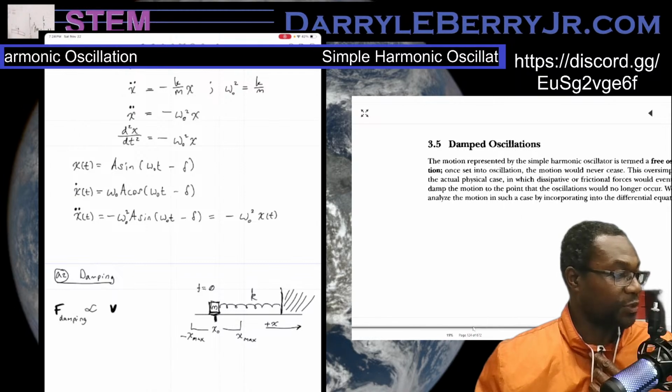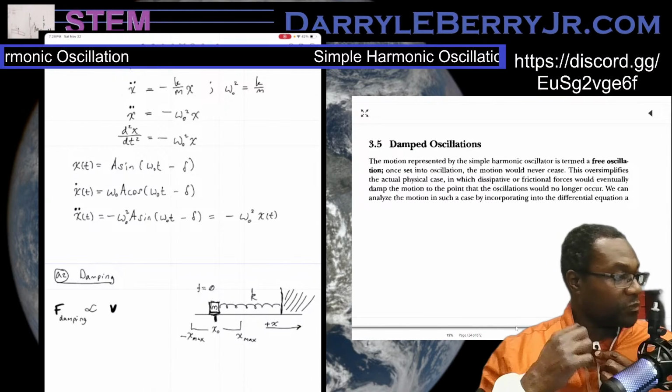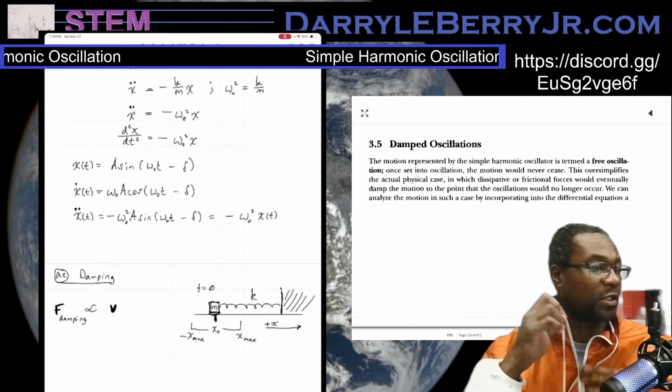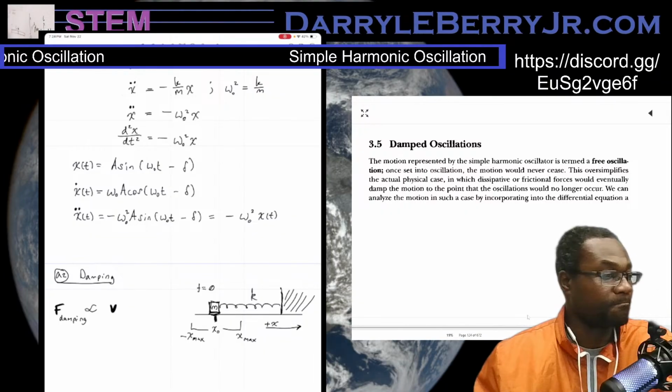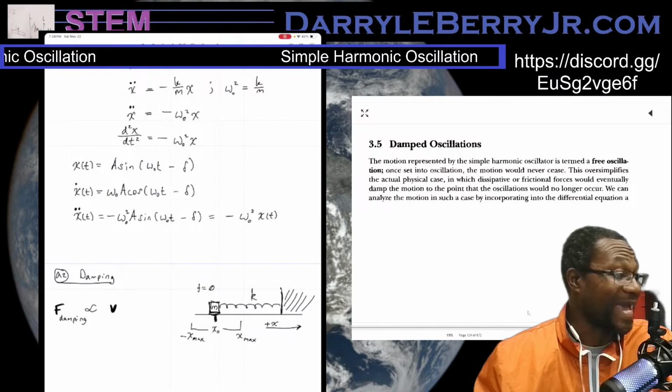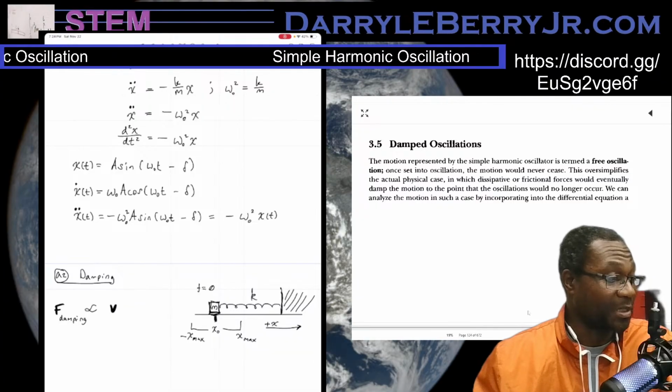Okay, well, damped oscillations. The motion represented by the simple harmonic oscillator is termed a free oscillation. In free oscillation, the motion will never cease. This simplifies the actual physical case in which dissipative or frictional forces would occur, and eventually damp the motion to the point that the oscillations will no longer occur.